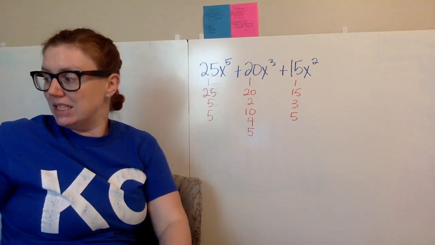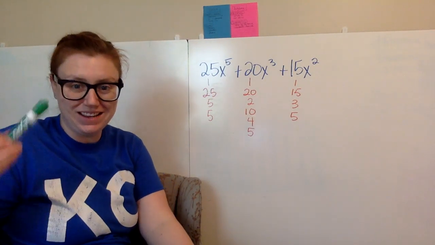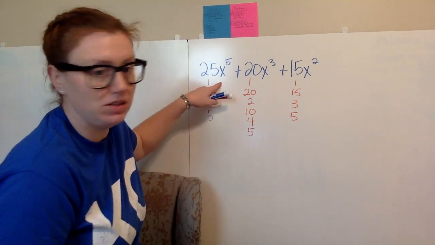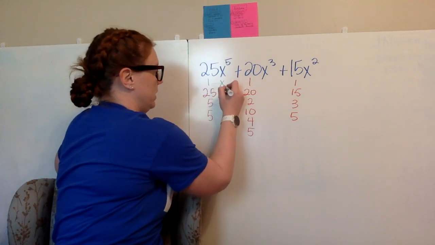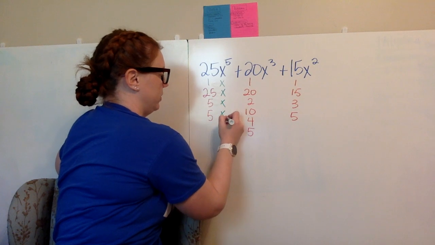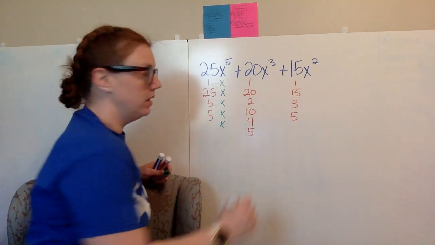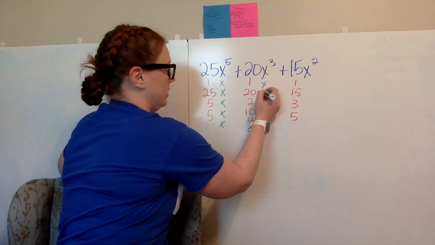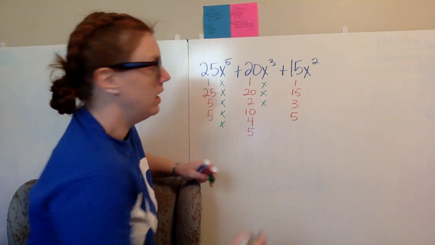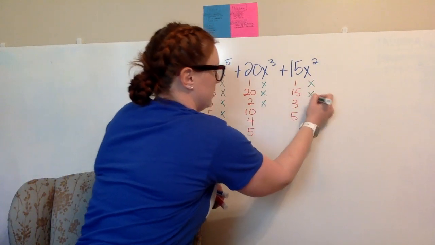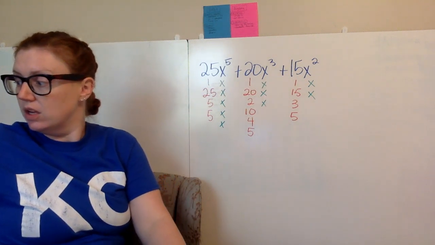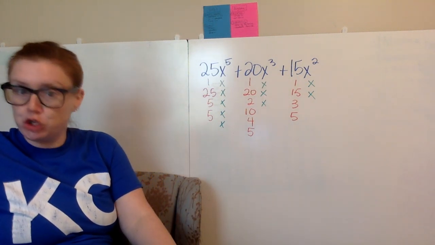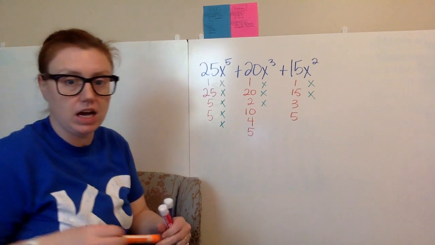So now I'm looking to see what do they have in common. But before I do that, let's also do our x's, right? Our variable. So x to the 5th is 1, 2, 3, 4, 5, right? X to the 3rd, 1, 2, 3. And x squared is 1, 2. With me so far? So now let's see what they share. What do they have in common?